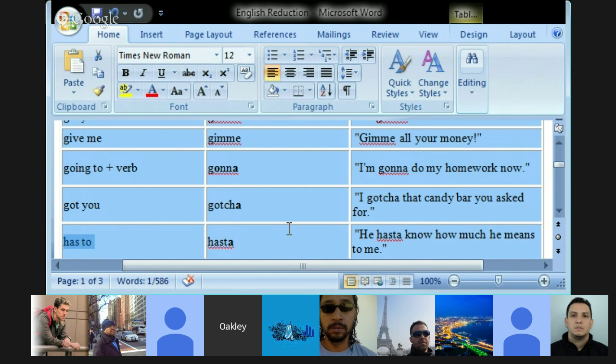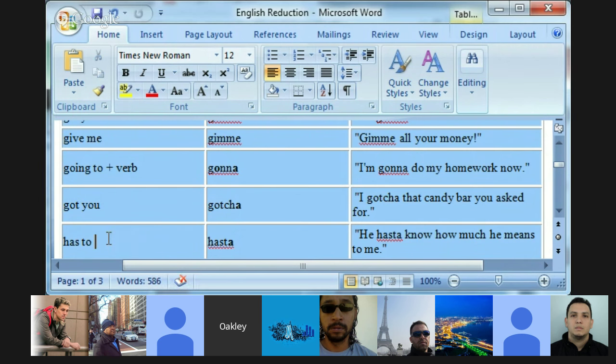Okay, here's a good one. Hussein. Has to. Another very common combination, collocation. Has to is going to sound like has to, again turning that oo into the schwa sound. Has to. All right. Try the sentence. Yep. Go ahead. He has to know how much he means to me. Okay. He has to know how much he means to me. All right. Let me try it. He has to know how much he means to me.